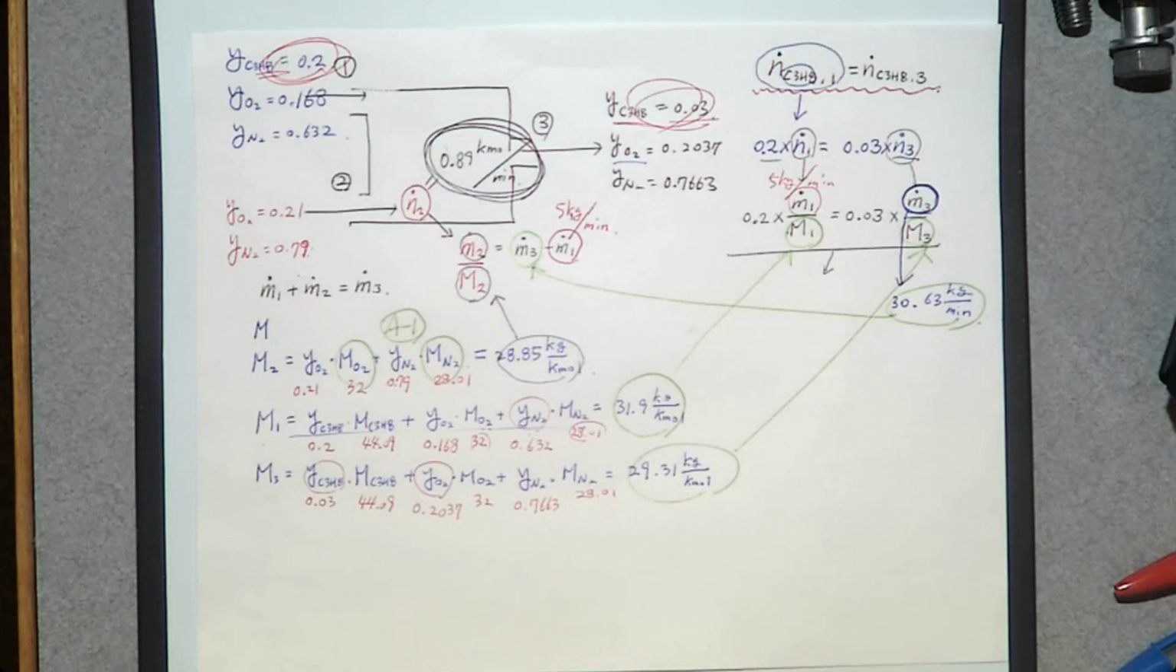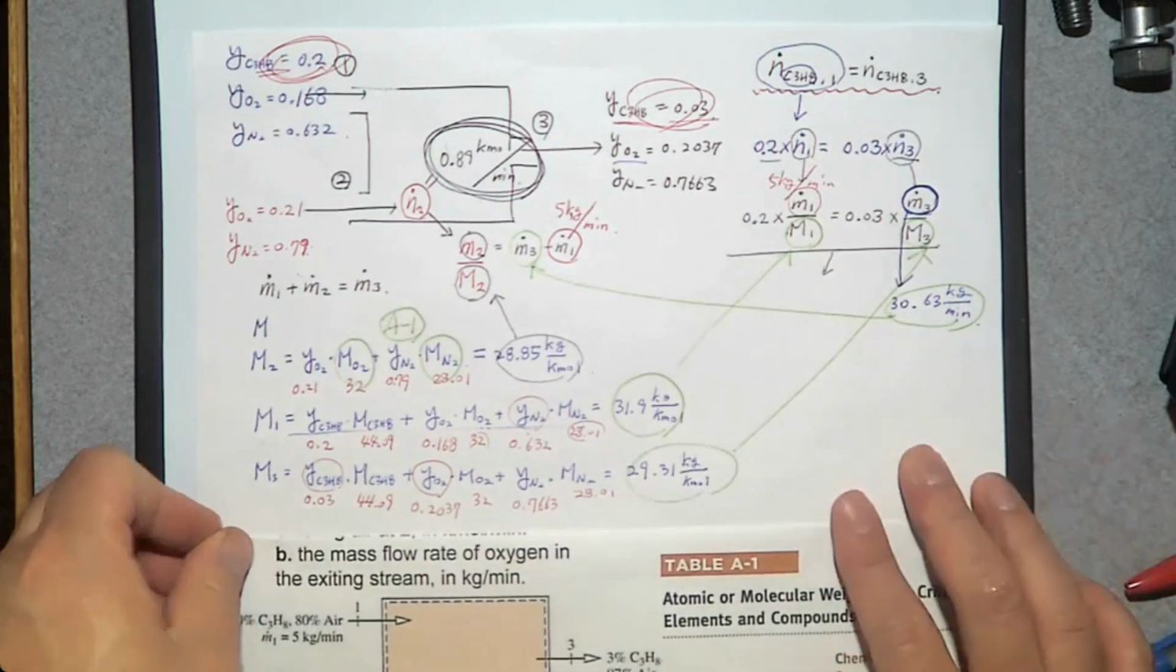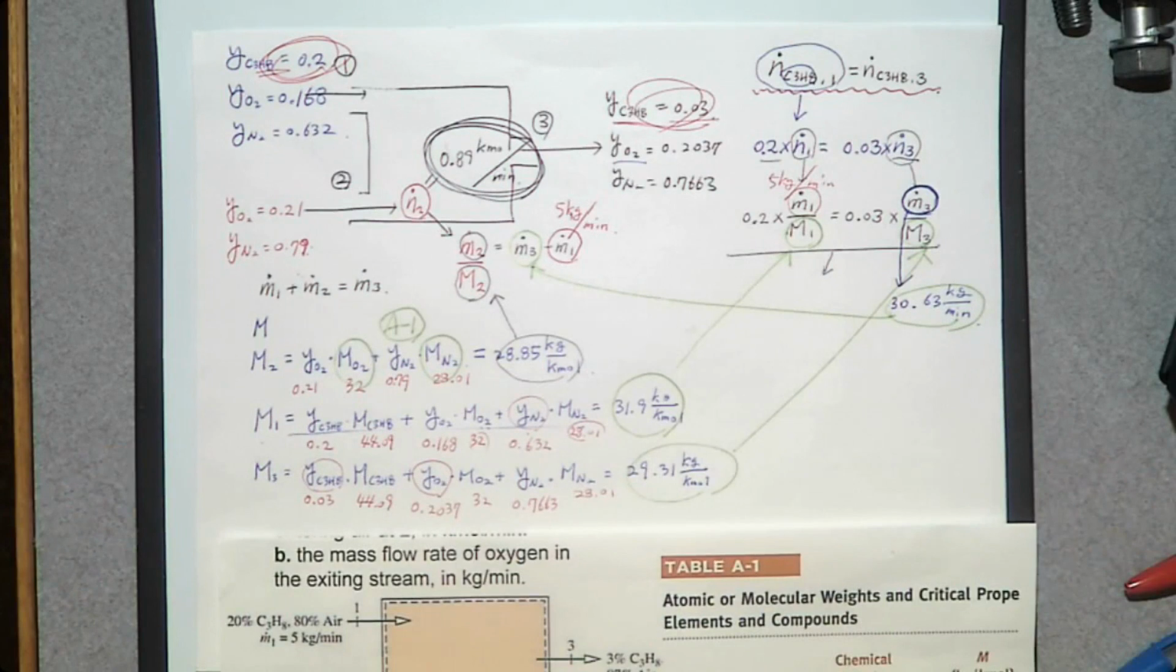So this is what we did last Thursday. And let's look at the second problem. Second problem here, the mass flow rate of oxygen in the exit stream. So we have the mole fraction here, 0.2037 of oxygen, and we want to determine the mass flow rate of that oxygen at number 3. So let's do that.